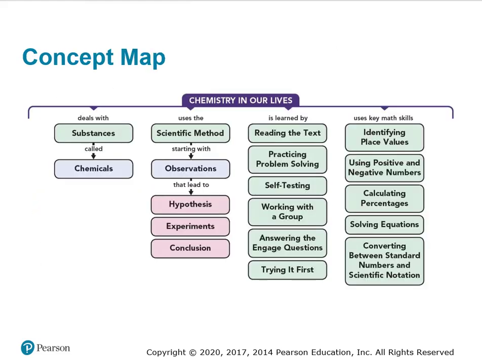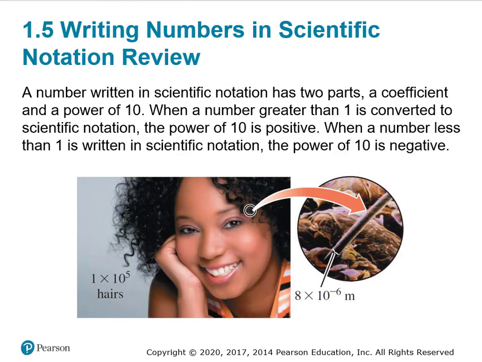Here's a concept map looking at chemistry in our lives and looking at the substances using the scientific method, how we learn, and using our math skills. This sums up our whole chapter because we just finished with converting between standard numbers and scientific notation. Do you understand writing numbers in scientific notation? And this is, again, the review of, did you meet the learning goals for this section?